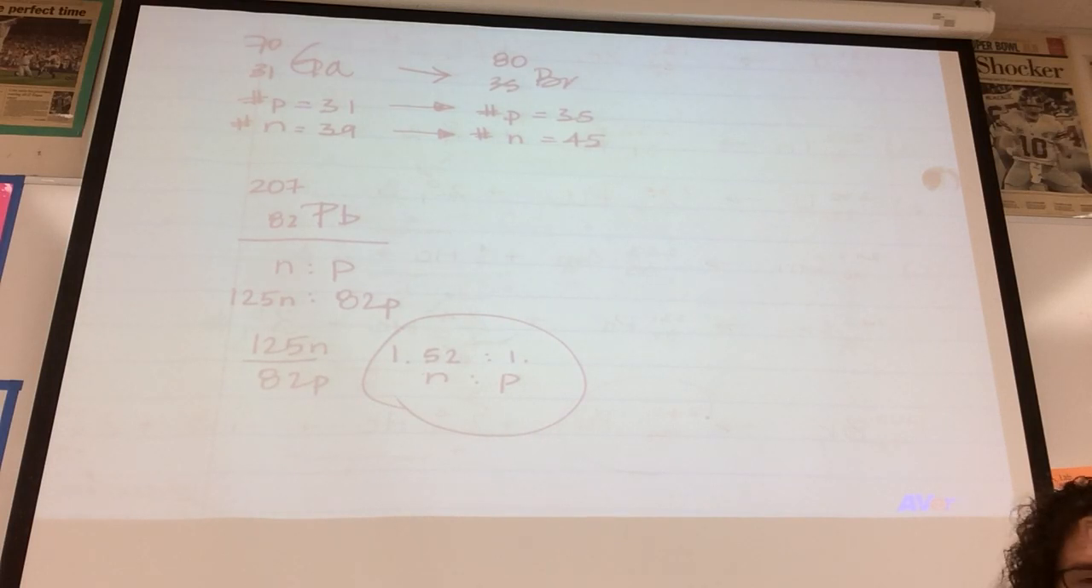How'd you get that one? When it's 1.52 to 1? Well, you basically just divide it by itself for the second one, right? So this one is this over this, and this is just this over itself.